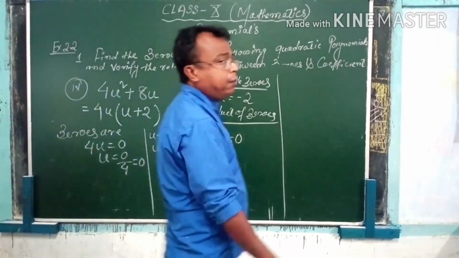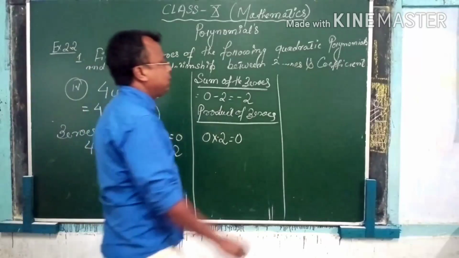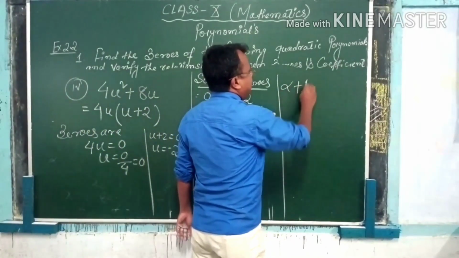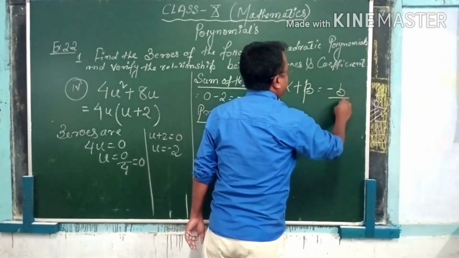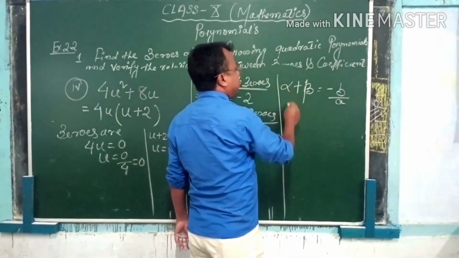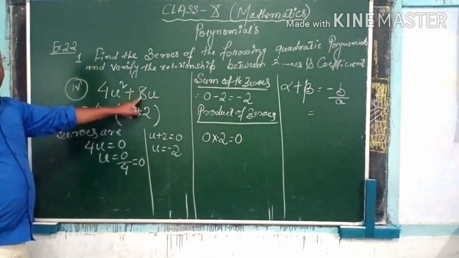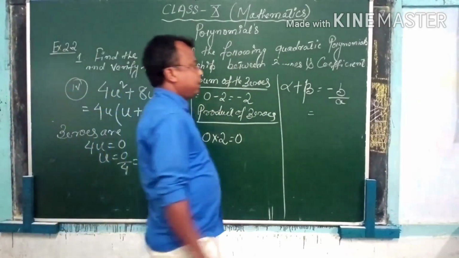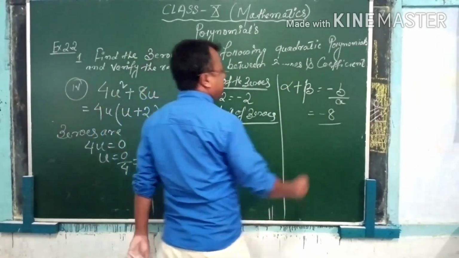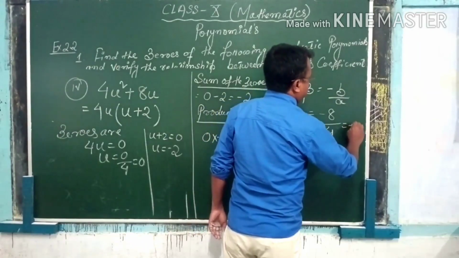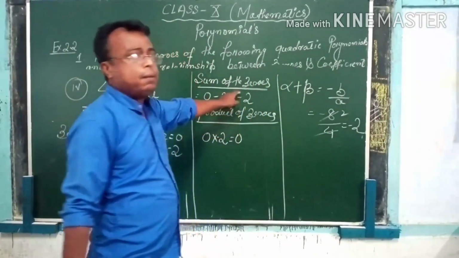Now, if alpha and beta are the zeros of this quadratic polynomial, let us try to find out the sum by using that relationship. Alpha plus beta is equal to minus b by a. Okay? So minus b. What is b here? b is 8. So minus 8 by a. What is a? a is 4. So ultimately what will we get? Minus 2. 4 into 2 is 8, minus 2. I'm getting the same answer.